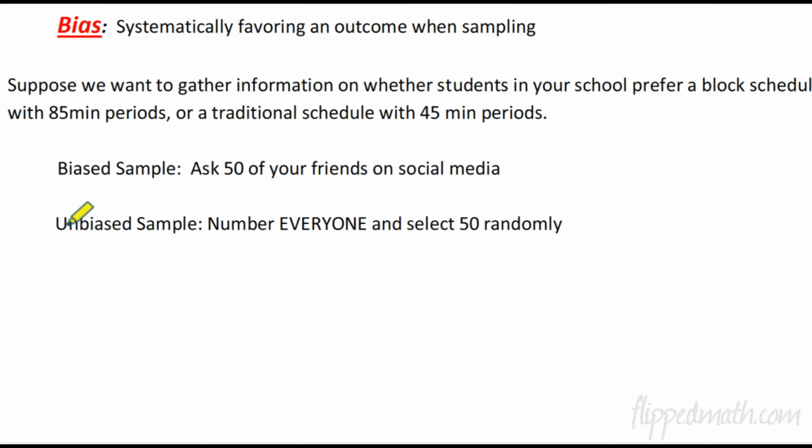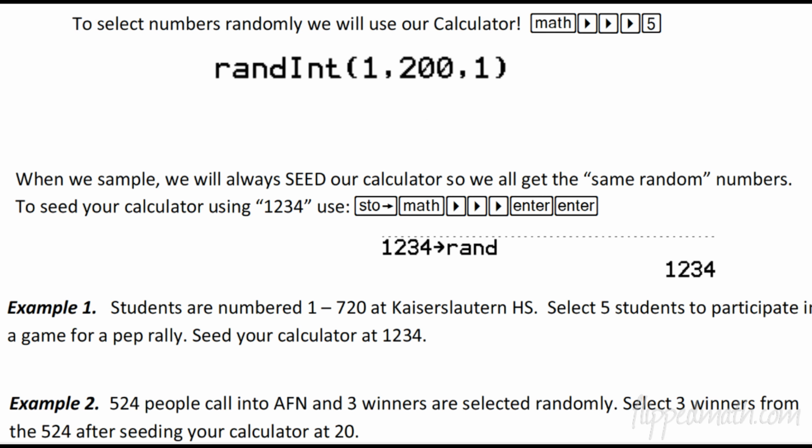If I wanted to do an unbiased sample, what I would probably do is number everybody in the school, and then select them randomly. I'd go up and say, you have been selected, I need to know what your opinion is. And that would be an unbiased sample, I would hope. So how are we going to do that sampling? Well, we're going to use our calculator. Your calculator will select people randomly. And when I say people, there's a step to it.